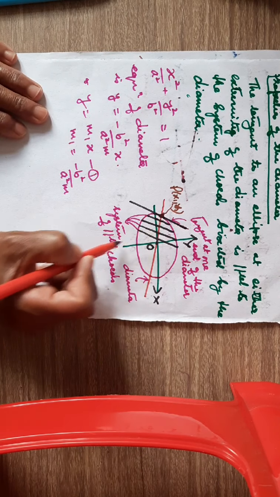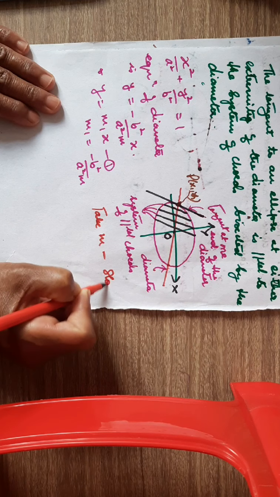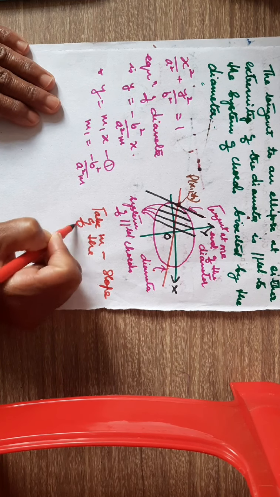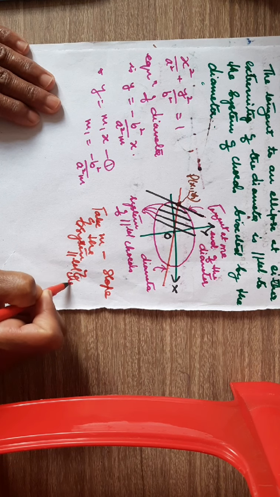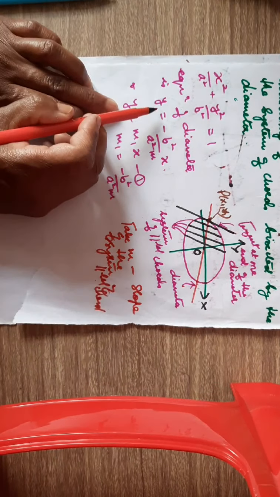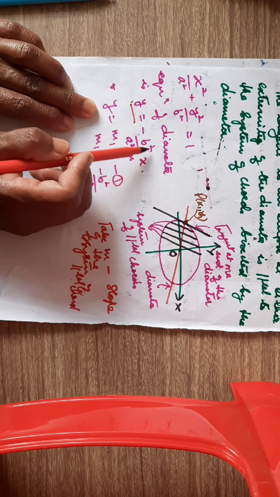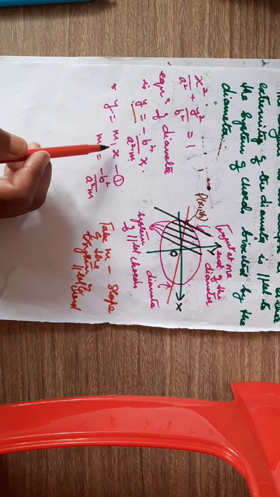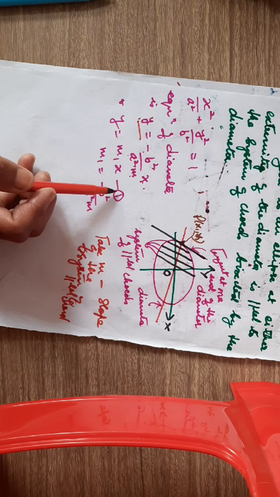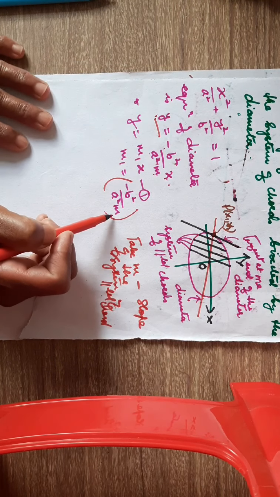So if you take m to be the slope of the system of parallel chords, then in that case the equation of the diameter of an ellipse will be given by the formula y is equal to minus b square by a square m into x, or y is equal to m1 into x, denoted as equation 1, where m1 is equal to minus b square by a square m.